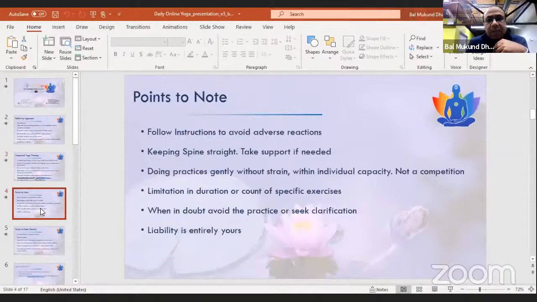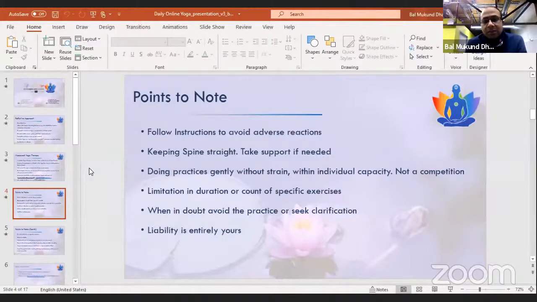A few points to note about today's yoga class. First and foremost, please follow instructions to avoid adverse reactions. An important instruction is to keep your spine straight. Take support if needed, but make sure the spine is straight. And do your practice gently without strain. If it is too much strain on the body, then it's not yoga by definition.